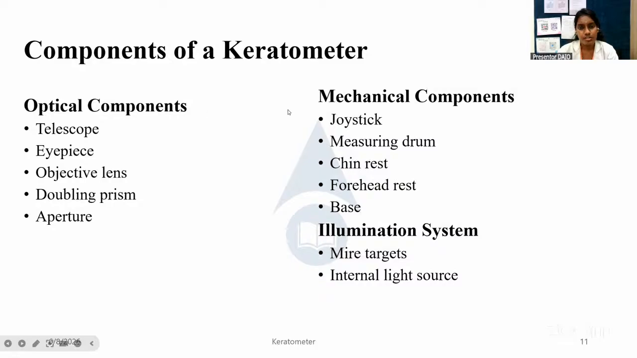There are three components of keratometer. First one is optical component. It consists of telescope, eyepiece, objective lens, doubling prism, and aperture. Mechanical component. It consists of joystick, measuring drum, chin rest, forehead rest, and base. Illumination system. It consists of Mires target and internal light source.